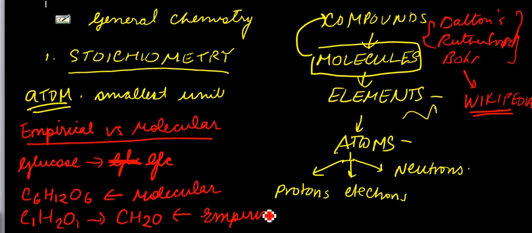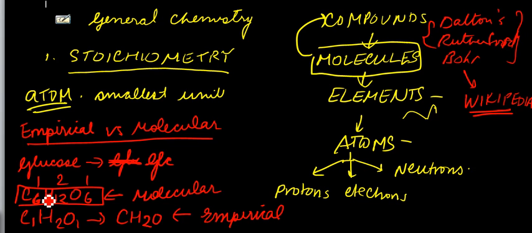empirical formula. Okay, so the empirical formula is just giving you the ratios of the different atoms that are present in that particular molecule in their simplest ratios. So what I did here, for any of you who hasn't understood this yet, is I basically divided the 6 by 6, so I got a 1. I divided the 12 by 6, so I got a 2, and then 1.